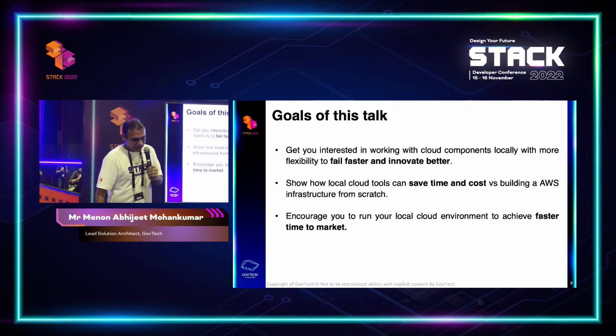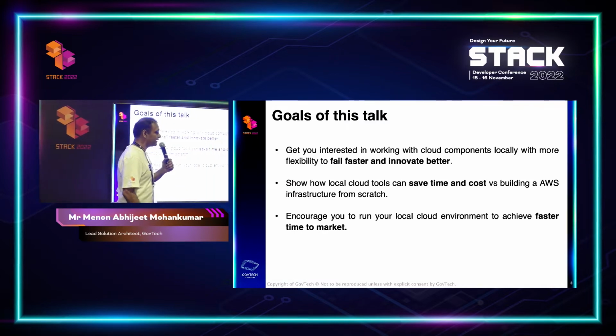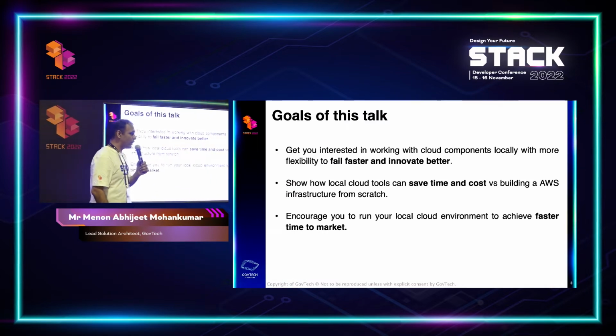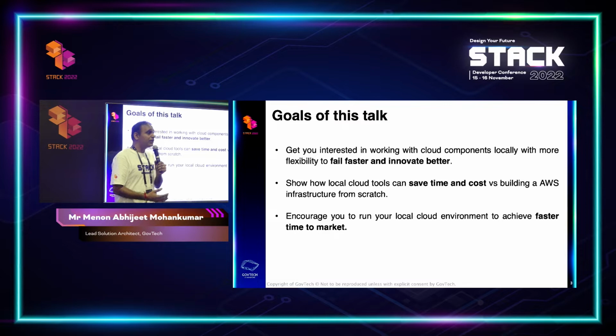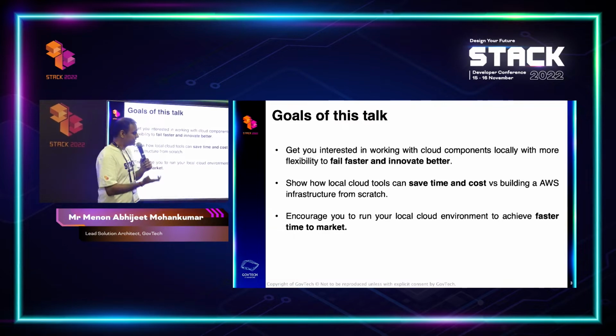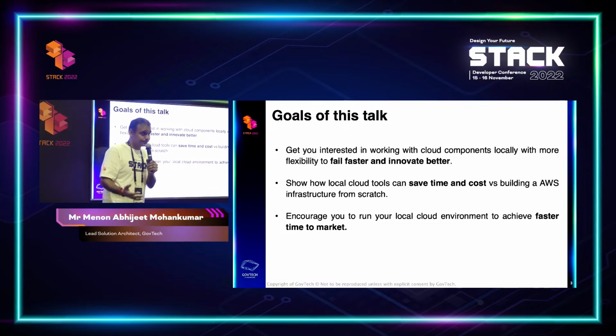So the goals of the talk are three main principles. One is how can I fail faster and innovate better. The next is to save time and cost. And the third one is faster time to market. All three with the special aspect of doing things locally, not directly on the cloud.